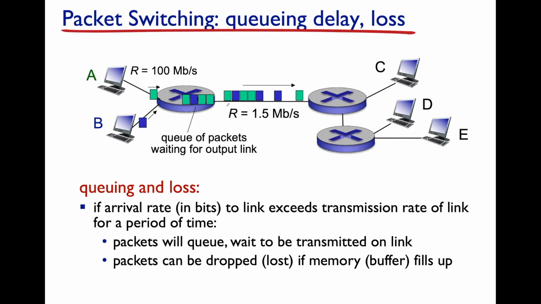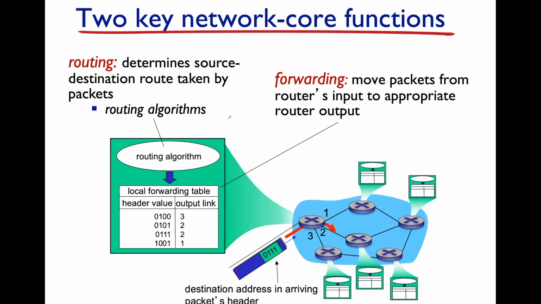They'll wait to get transmitted out of the link, and the front of queue packet is the one that gets transmitted 1 bit at a time. Packets can be dropped or incur packet loss if the buffer in the router, that queue, fills up.